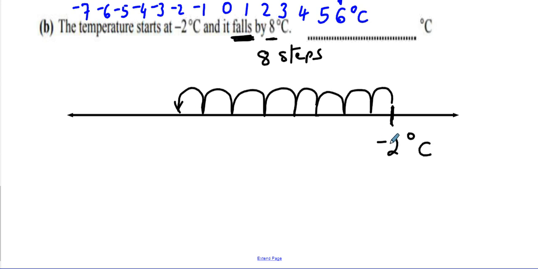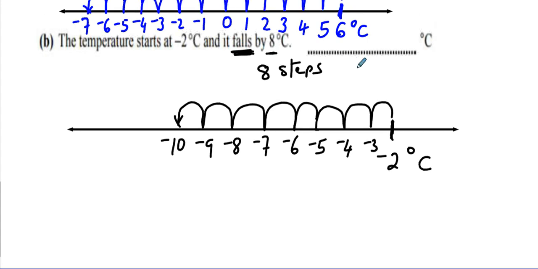Start from -2, go down. This will be -3. Go down. This will be -4. Go down. -5. Go down. -6. Go down. -7. Go down. -8. Go down. -9. Go down. Negative 10. So the temperature starts at negative 2 degrees and it falls by 8 degrees centigrade. What is the new temperature? The new temperature, we got negative 10 degrees centigrade.